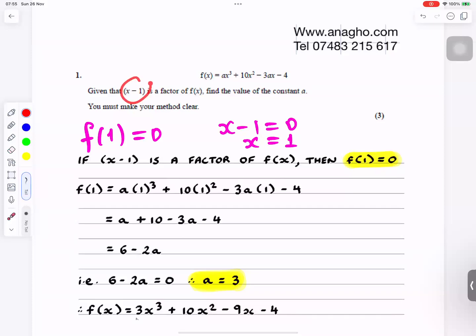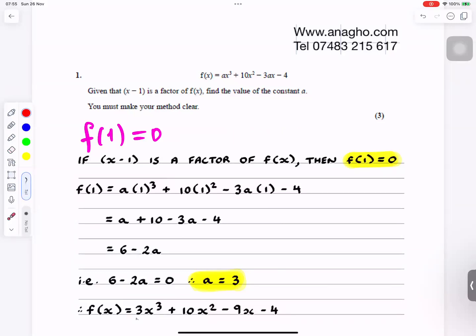Given that x minus 1 is a factor, so if x minus 1 is a factor, x minus 1 equals 0, and you take 1 to the right, so x equals 1. So you substitute 1 into the expression. So f of 1 has to be equal to 0. So you substitute 1.